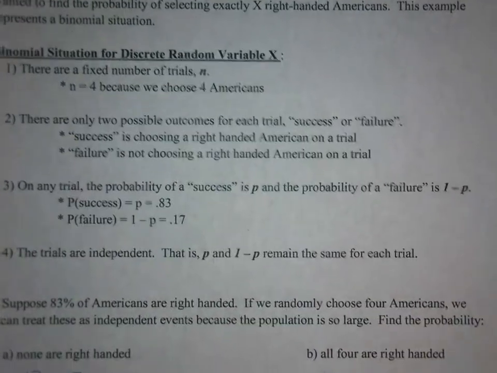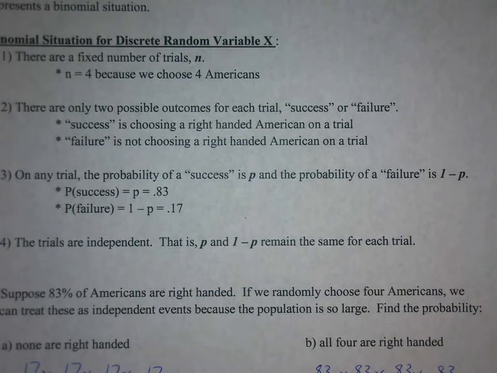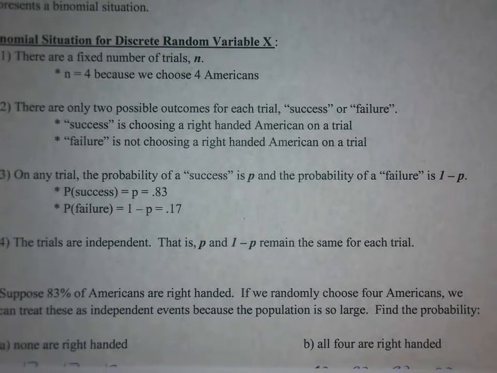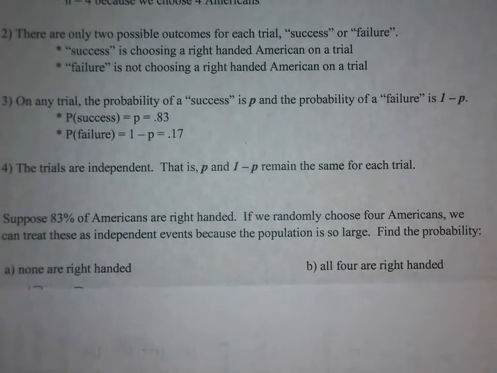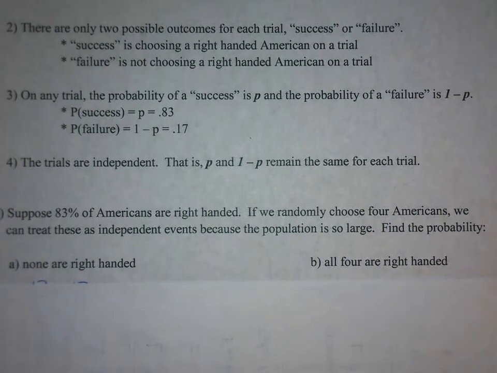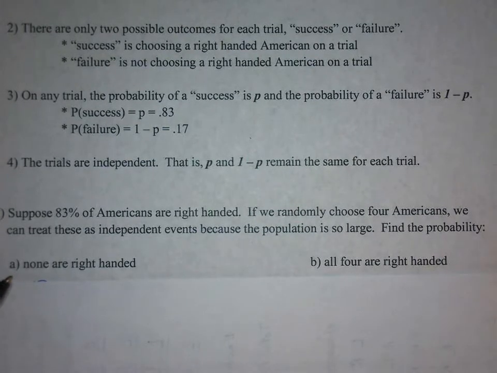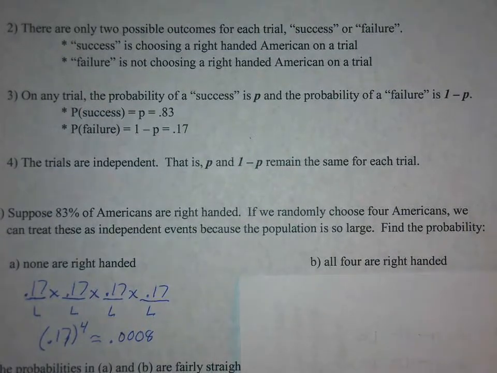Okay, so back to this example. If we have 83% of Americans right-handed, we choose 4 Americans, we want to find the probability that none are right-handed. Well, if none of them are right-handed, we want to think about what has to happen when you choose the 4 people. The first one has to be not right-handed. The second one not right-handed, and so on. So this is a straightforward multiplication rule.